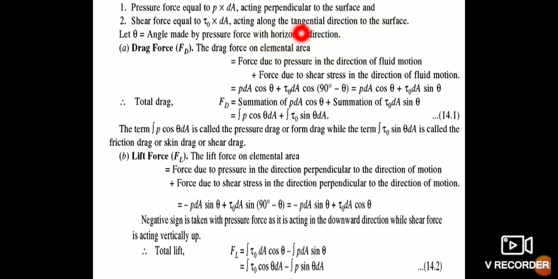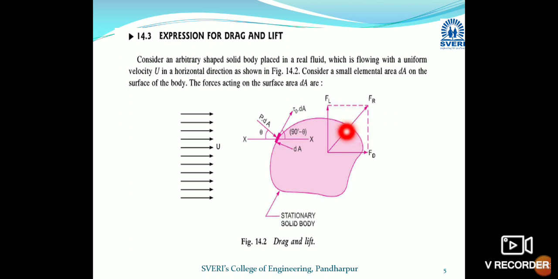Now PdA is perpendicular to the surface, tau dA is tangential to the surface, and the theta angle I already described. Then the drag force acting on that elemental area is what? Force due to pressure in the direction of fluid motion plus force due to shear. So the component of pressure force in the direction of motion and the component of shear force in the direction of motion. Therefore, going in reverse, here the pressure force PdA has two components.